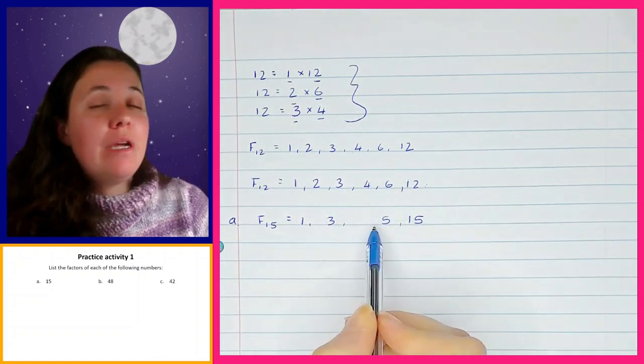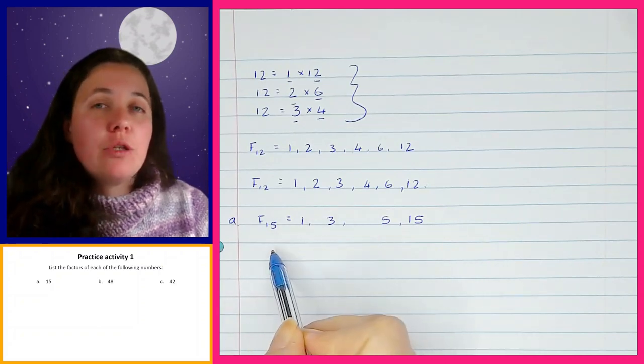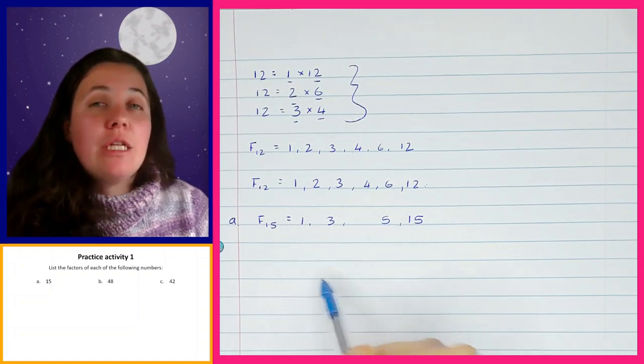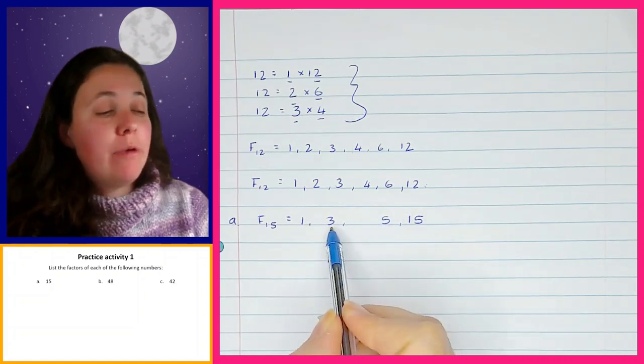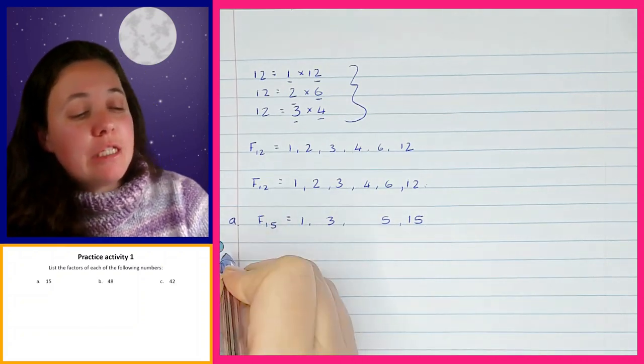Now, between 3 and 5, there's only one number left that I need to check, and that is 4. 4 doesn't go into 15, which means that it's not a factor, so I'm not going to be writing it down. And so that means I've written down all of my factors now. My factor pairs are 1 and 15 and 3 and 5. Right, so that was question A.